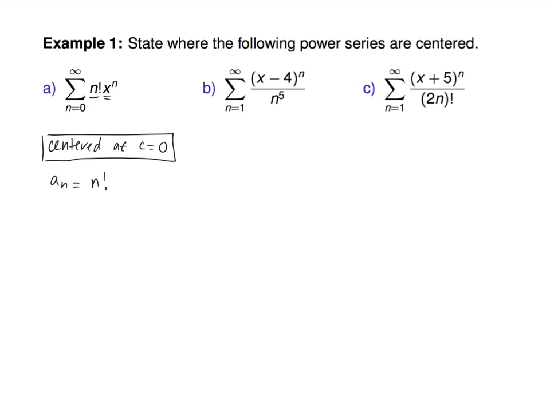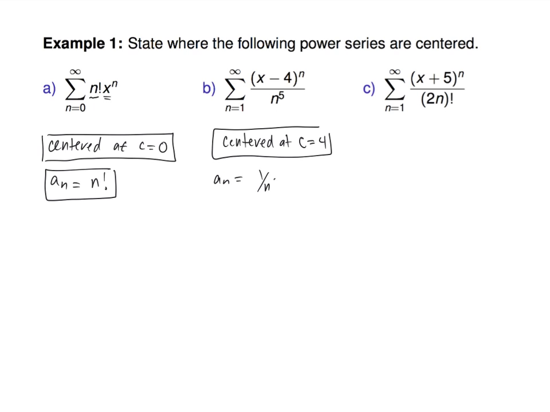So you have a combination of x's to powers and then stuff like we had last time. Is this a new thing? Nope, we should have it in the note packet already. Where is this one centered? 4. That's c equals 4. And what's the a sub n thing? 1 over n to the 5th, exactly.